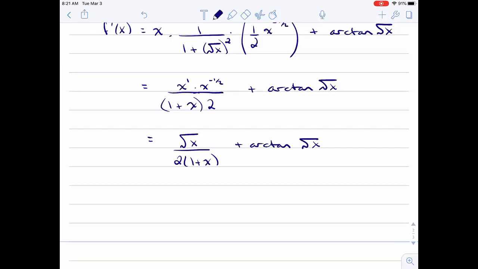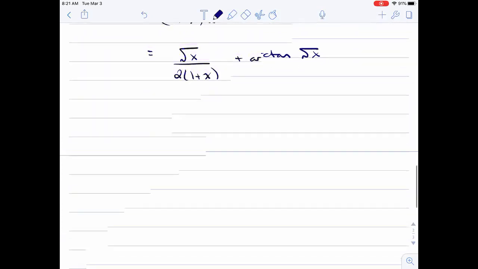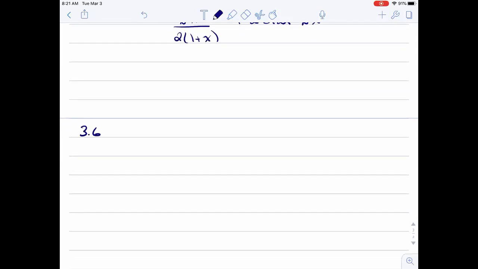Any questions about that one? No. All right. So we've talked about all kinds of functions. We've talked about products and quotients, but we've also talked about trig functions, inverse trig functions. It feels like the only one that we haven't really talked about is logs. So that's what we're going to do today. Start this on a new page, 3.6. We're going to talk about derivatives of logarithmic functions.